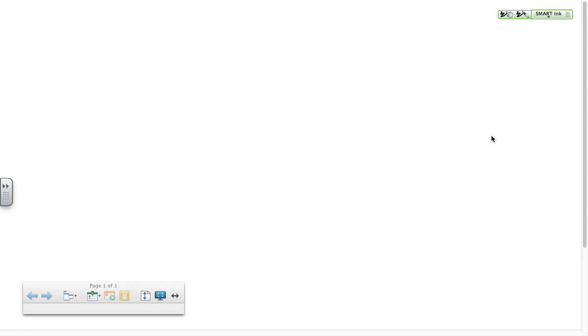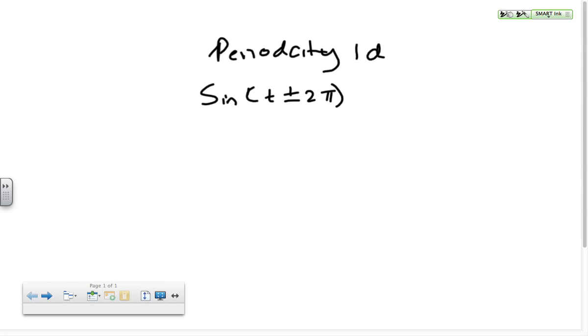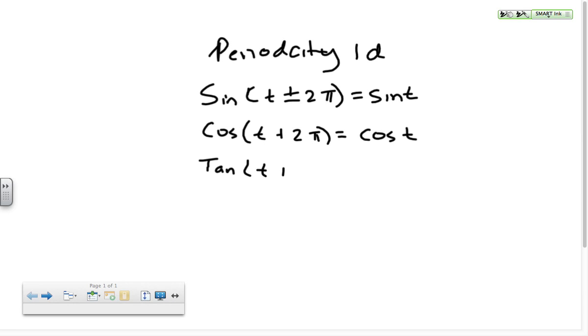I'm going to talk about first what are called period identities. I'm not sure if I'm pronouncing this right. Basically it says that the sine of t plus or minus 2 pi is the same thing as sine t. Cosine, we sort of already know this, of t plus 2 pi is the same thing as the cosine of t. Now tangent's a little different. Tangent of t plus pi is the same thing as tangent of t.